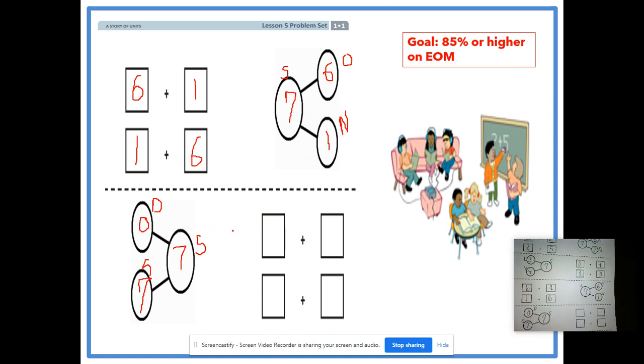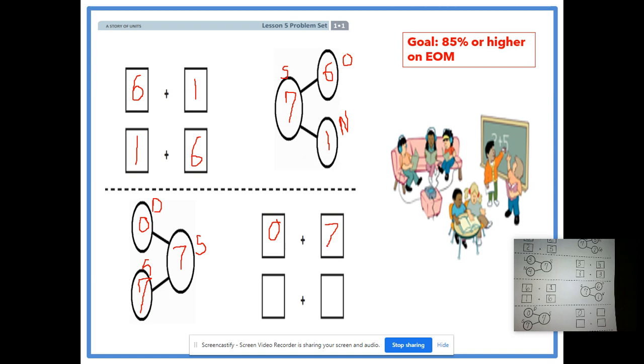So now let's write an expression to match. Let's start with the number of dogs. What's our first part? Get ready. Yes, 0. What's our next part? Get ready. Yes, 7. The number of students.